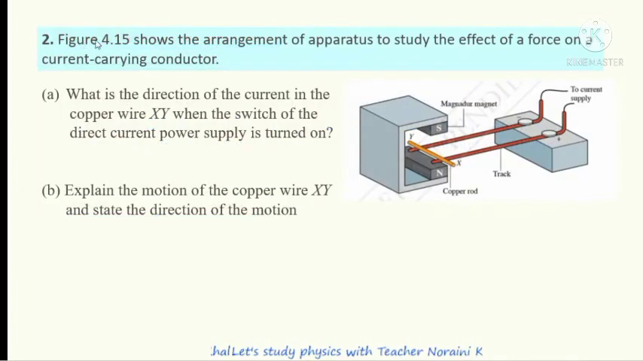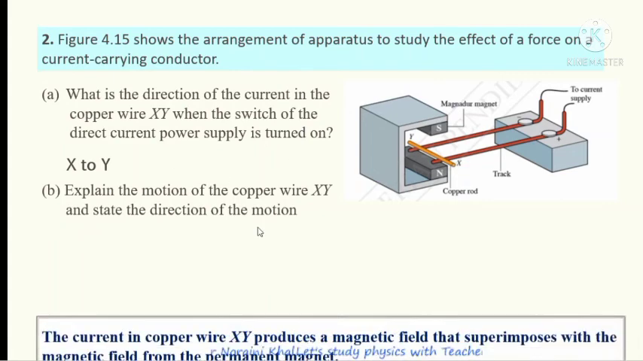Number 2, figure 4.15 shows the arrangement of apparatus to study the effect of force on a current-carrying conductor. What is the direction of current in the copper wire XY when the switch of the DC power supply is turned on? Okay, current flows from positive to negative, thus it will flow from X to Y.